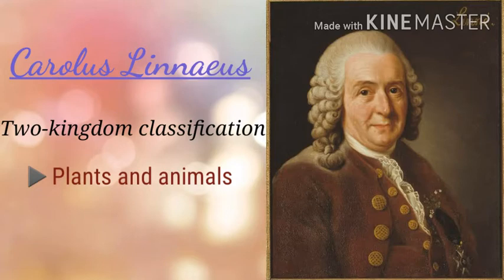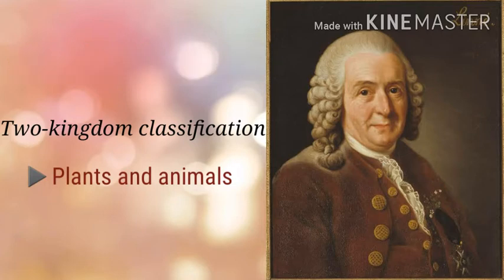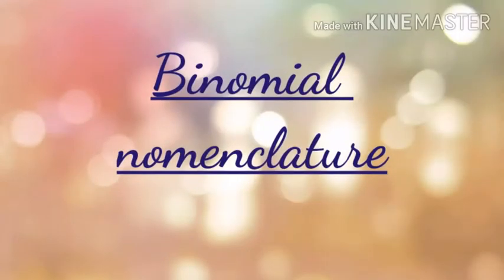But this system of classification, which was proposed by Carl Linnaeus, was not widely accepted by the scientific world as it has many drawbacks. Along with classifying the organisms, Linnaeus also introduced a system of naming the organisms. This system of naming the organisms is called binomial nomenclature. All the organisms are named according to the system of binomial nomenclature. In the word binomial, bi means two. So, the organism is assigned two names, that is a generic name and a specific name.